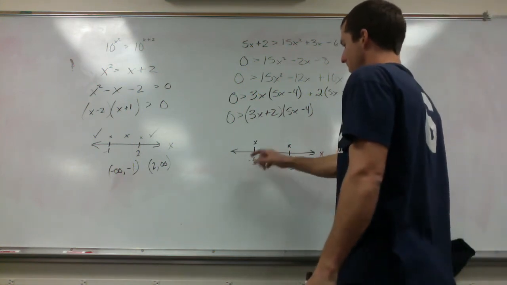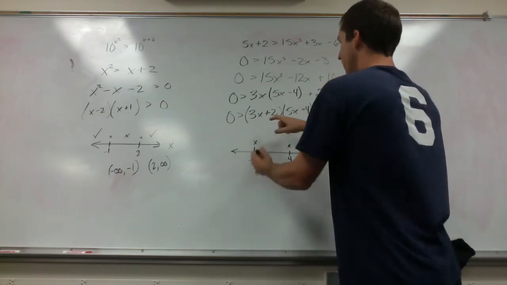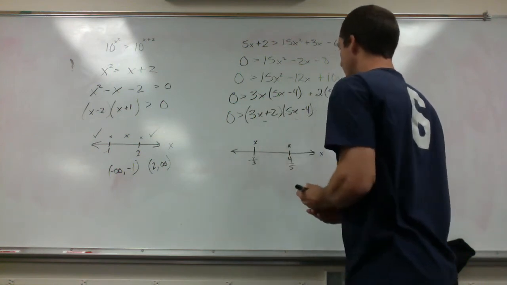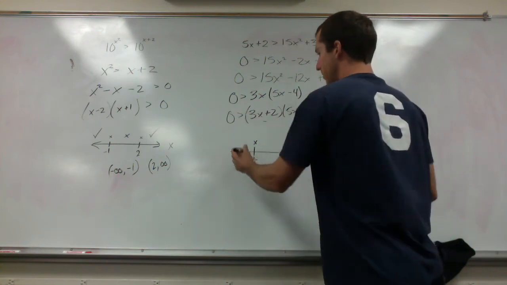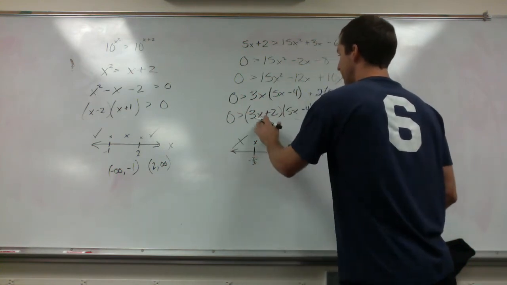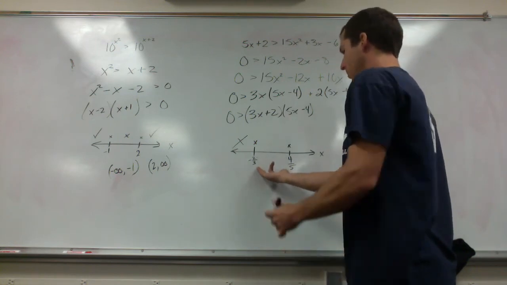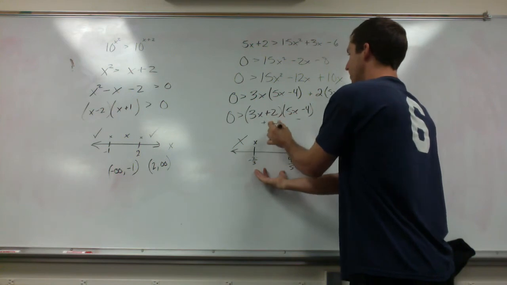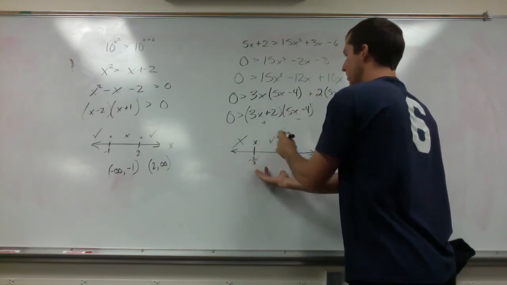Testing a number less than -2/3, so maybe I choose -1. Our factor here would be negative, and our factor here would be negative. That product is positive, which is not less than 0, so this one's no good. Picking 0 for this interval, this would be positive, negative, so the product's negative, which is less than 0, so this one's good.